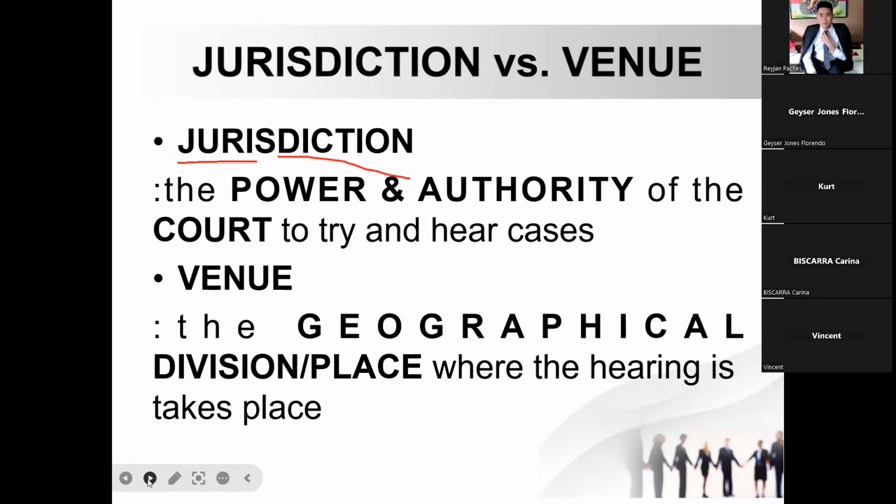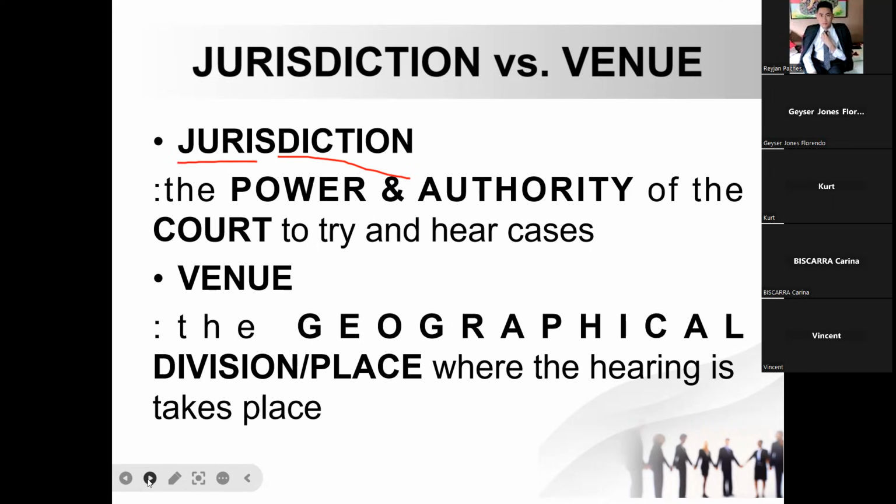Sino yung authority? Of course, the court. Again, pag sinabi natin jurisdiction, it is the power and authority of the court to hear, try, and decide cases or to settle disputes and actual controversies. Yan yung tinatawag natin na jurisdiction.